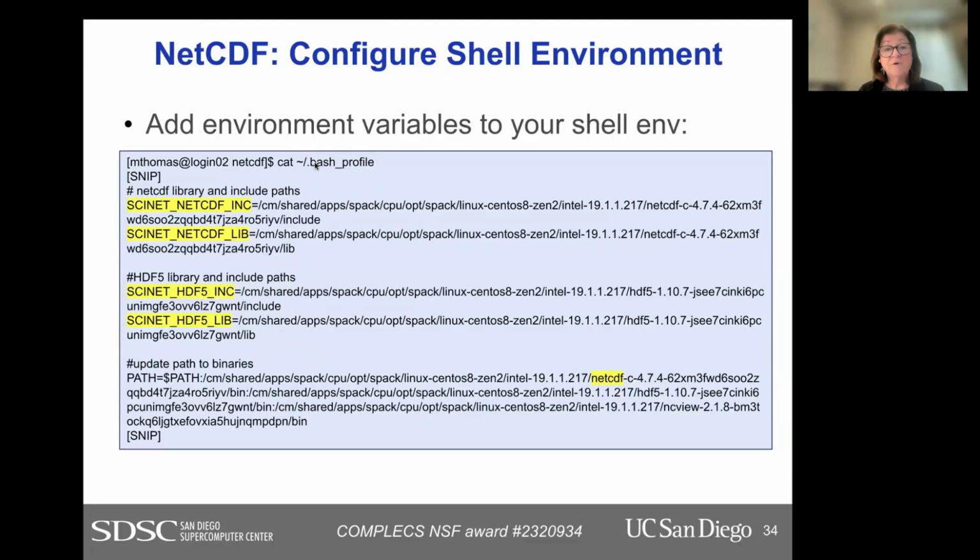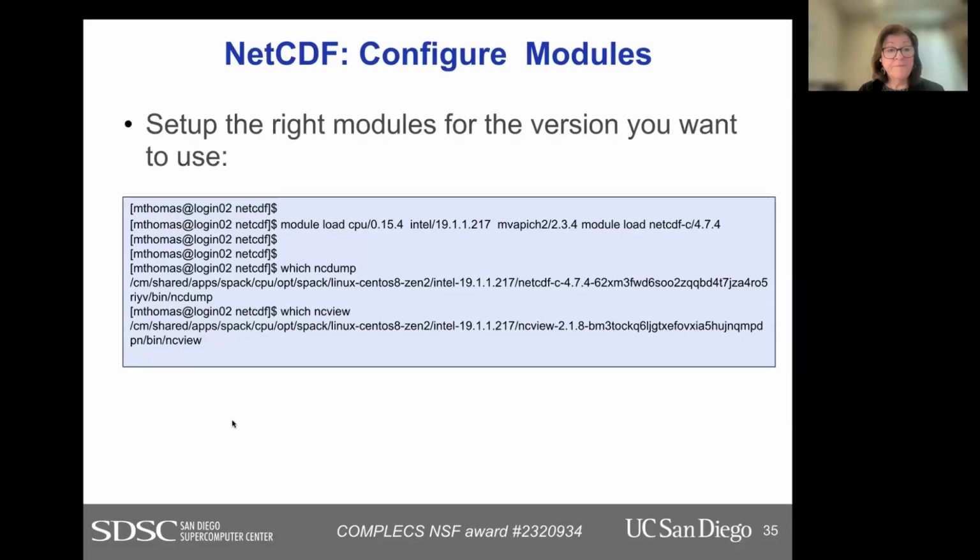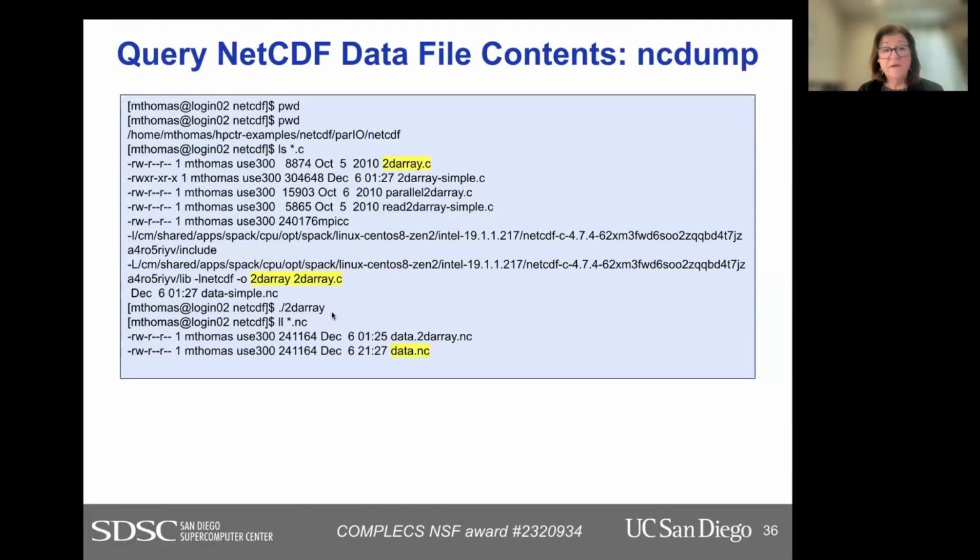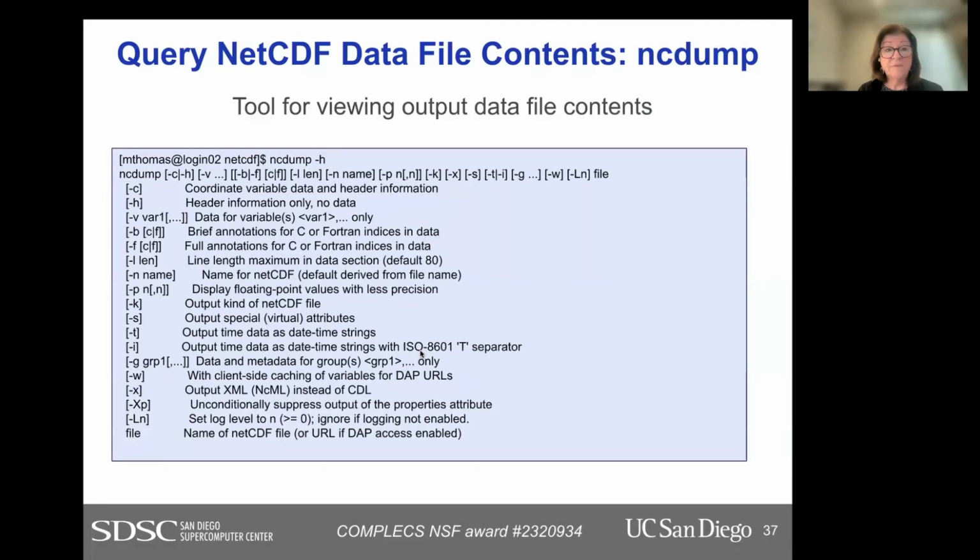So I'm showing my .bash_profile. I'm on the login to NetCDF. Here are the library commands that need to be in there and updating paths to the binary. And so now I'm in the NetCDF, and I load the right modules, and I look for ncview. So can I visualize and view my data? Yes, I can. And so I've got some sample C code that can be compiled, and then I've got some data.nc. So that's what's in the working directory.